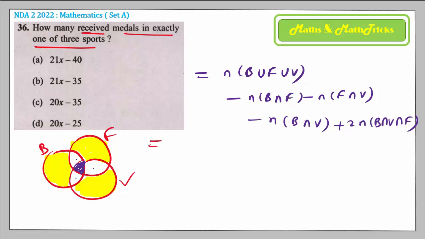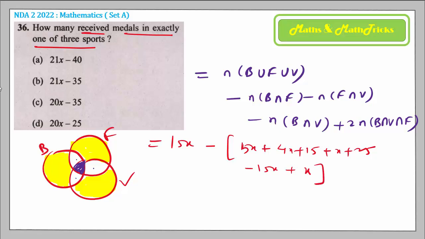Now let us calculate this value. So the union value was given to be 15x, minus this value. How do you get it? By the formula. You get it as number of B, which was 5x, then you had 4x. For football you had 4x plus 15, right? For volleyball you had x plus 25. From that you subtract the 15x union value and add the common value, right? This is the value of the bracket, and then outside the bracket you have this term which is 2x. So calculating this, what do you get?